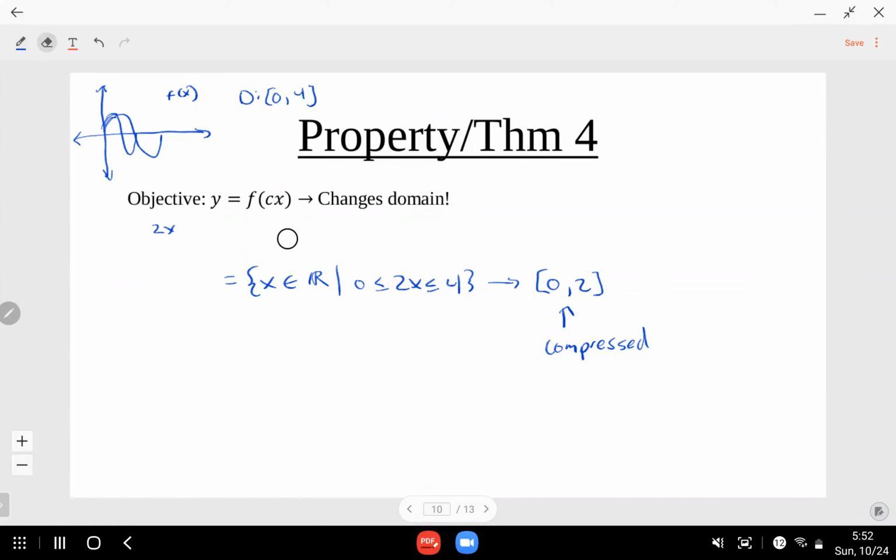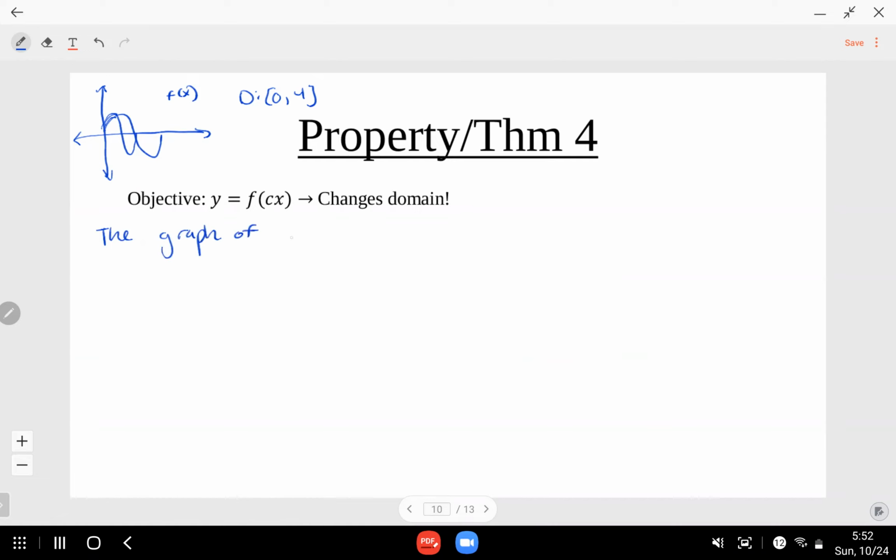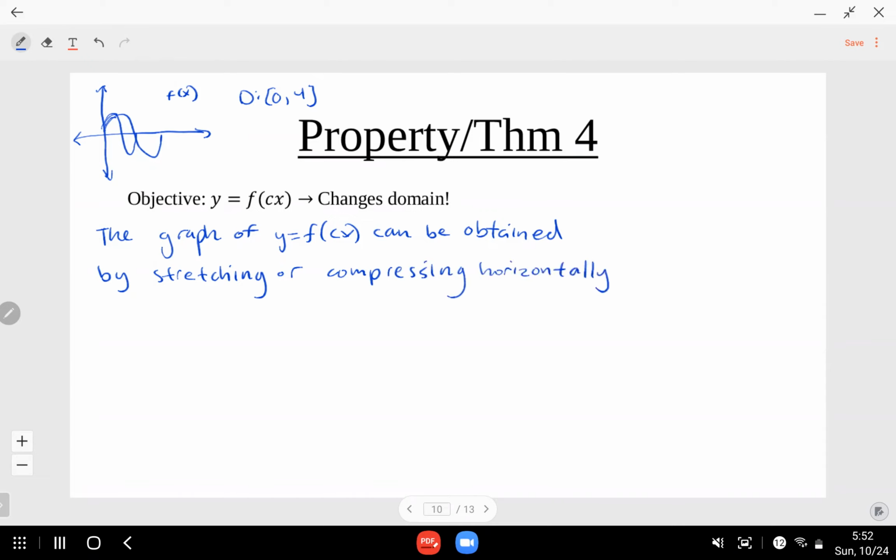And our theorem here: the graph of y equals f of cx can be obtained by stretching or compressing horizontally by a ratio of absolute value c to 1.